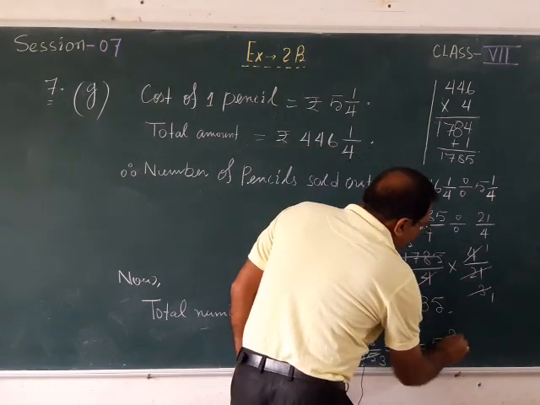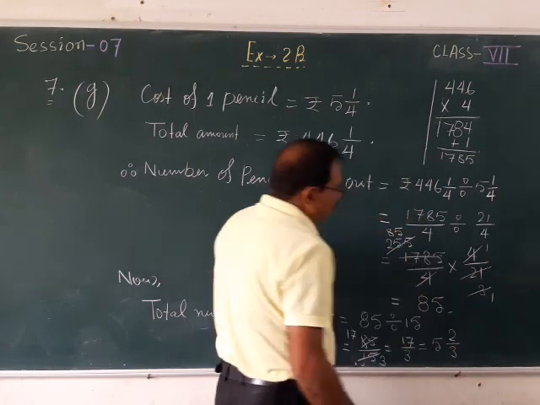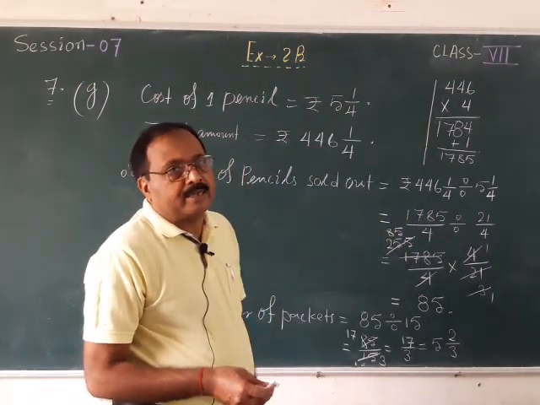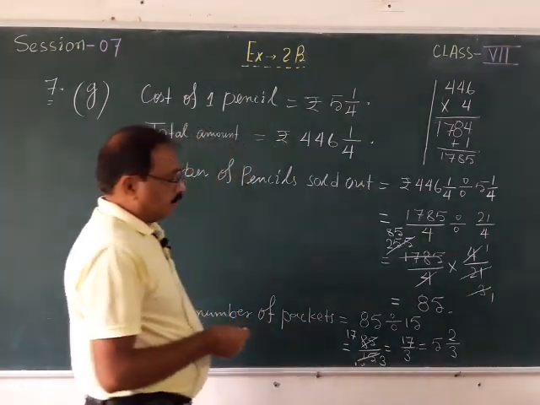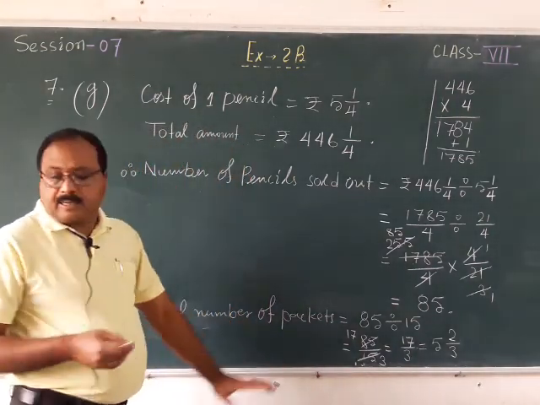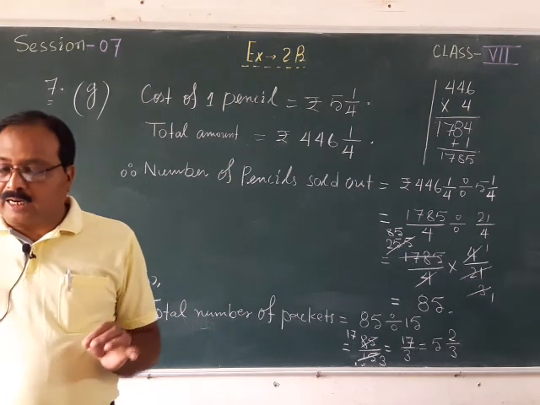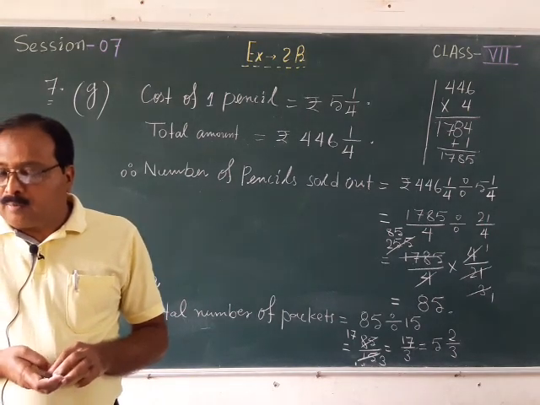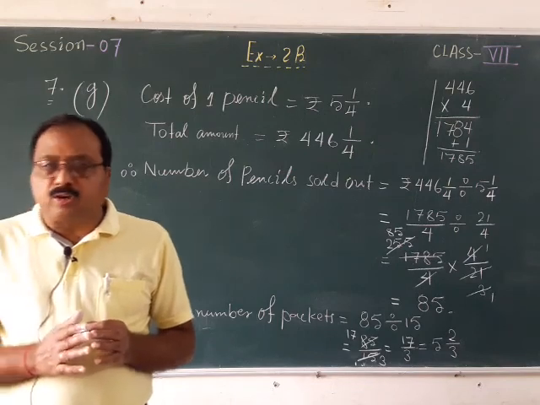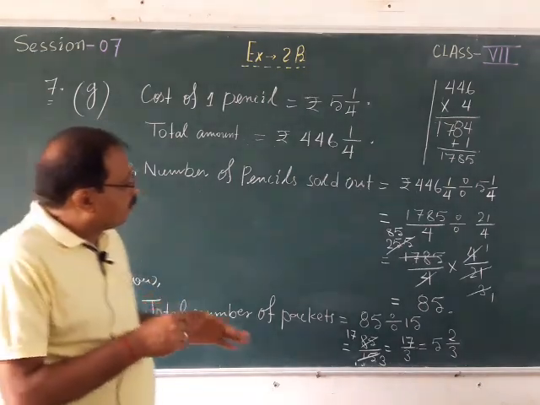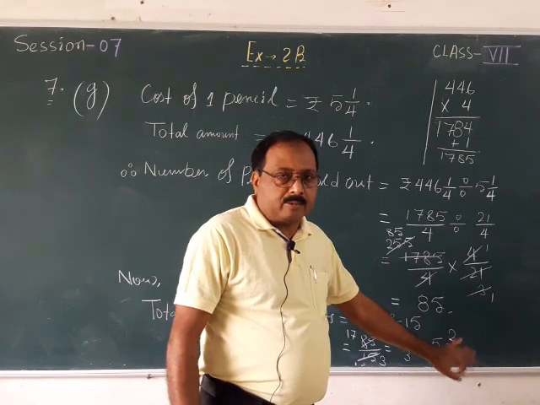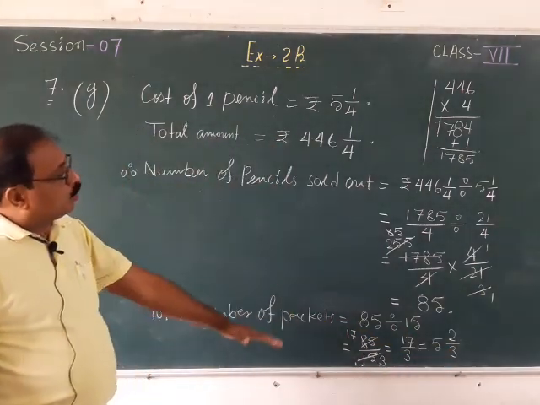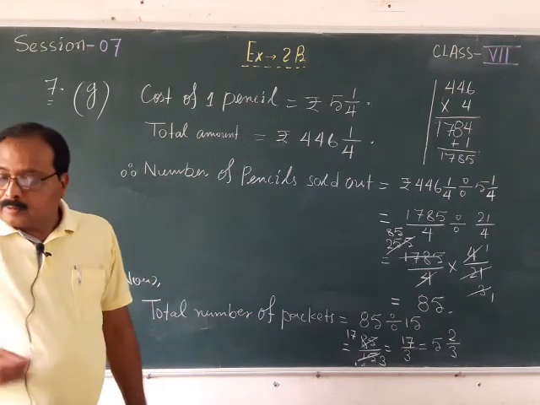Then here 2 remains. So this is 5 whole and 2 by 3. That means approximately 6 packets should be there. You can write your answer, approximately how many boxes has he sold by the end of the day. Because this fraction is more than 5, you have to write your answer: approximately he has sold 6 packets.